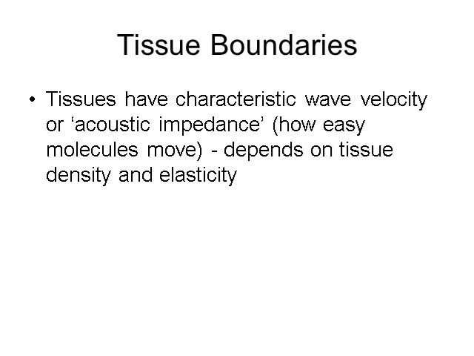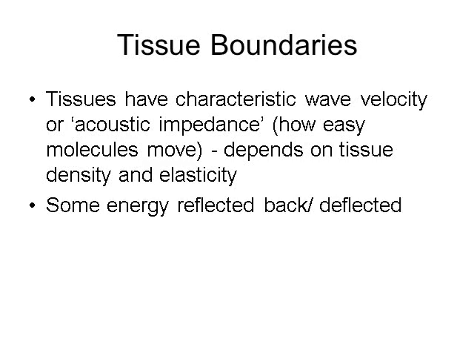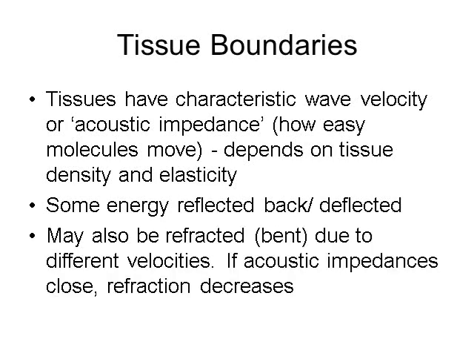At boundaries between tissues, the ultrasound wave undergoes changes. This is due to the different abilities of different tissues to transmit the wave, and this is due essentially to their relative density. This is known as their acoustic impedance. Some energy will be reflected back in the direction of the oncoming wave or deflected at an angle. Some energy may also bend as it crosses tissue boundaries. This is reduced between tissues that have similar acoustic impedances.